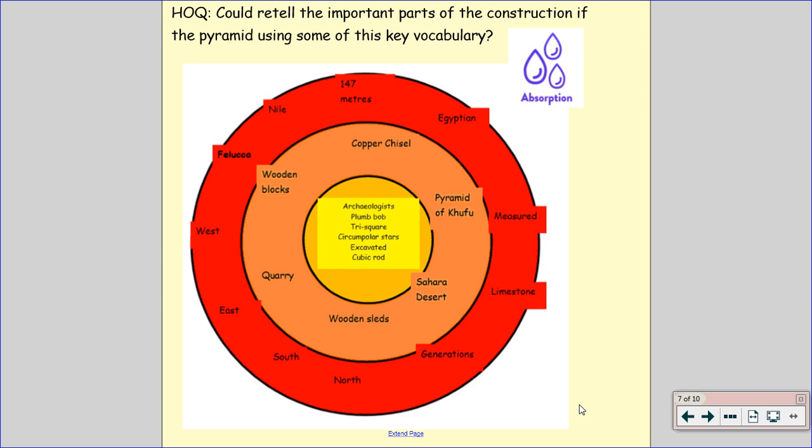Okay, so hopefully you've watched all those clips now, and hopefully you've got a better understanding of how the pyramid, or the Great Pyramid, was built. Our higher order question, I suppose, links to our absorption learning power. Could you retell the important parts of the construction of the pyramid using some of this key vocabulary?